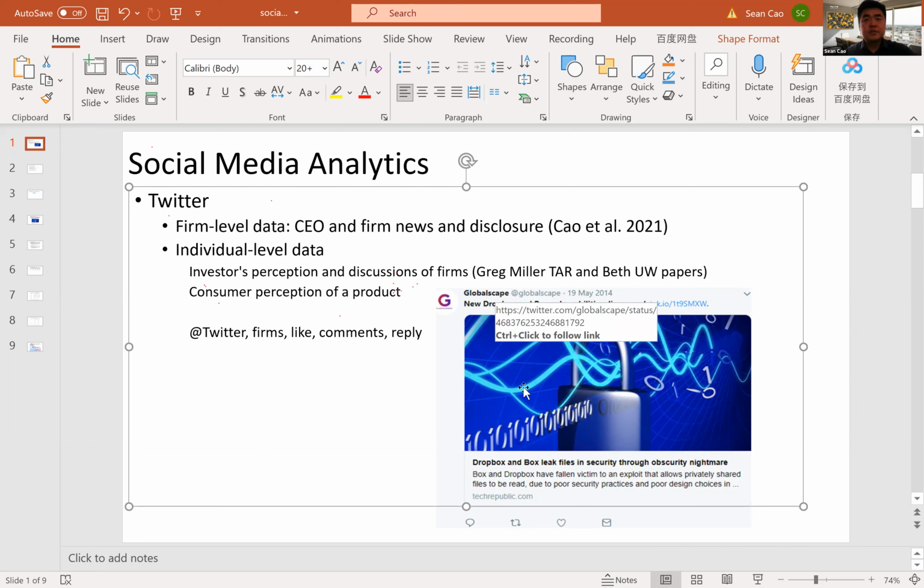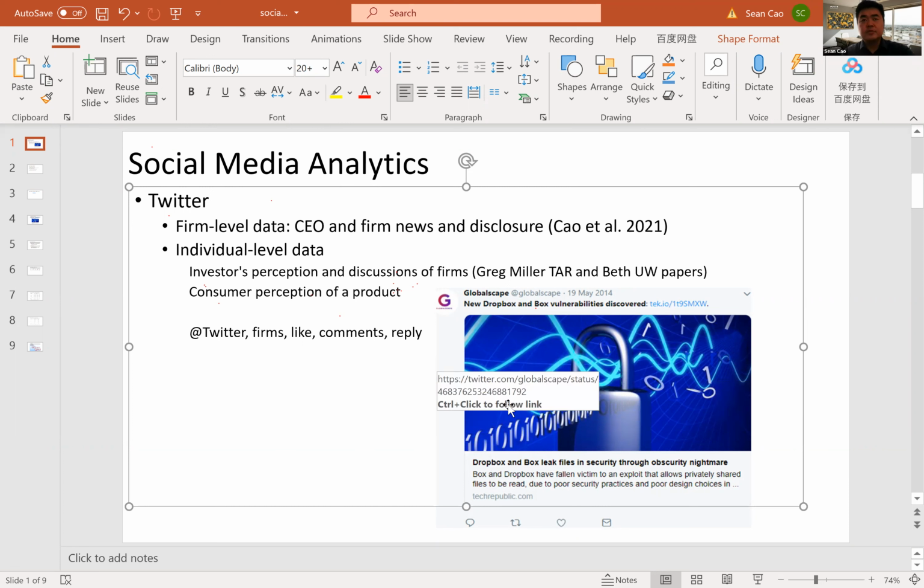It's about Twitter and Globescape. You can also find the CEO data. CEOs post a lot of tweets. If you check Tim Cook, the Apple CEO, he posts a lot of information on tweets, about the product, about his political opinions, about everything. So basically, you can find the firm information and CEO information on tweets. This is the information you can find on social media, on Twitter.